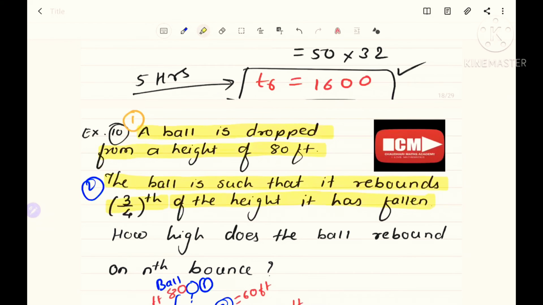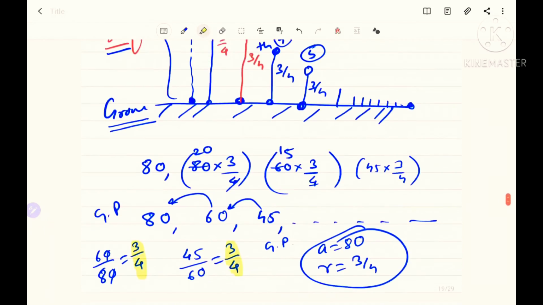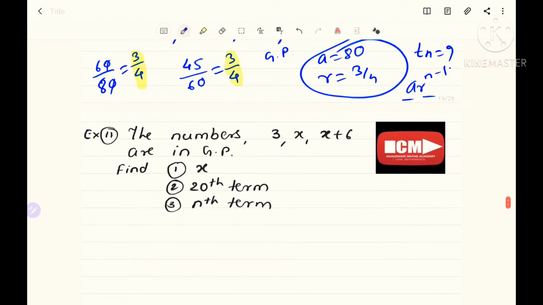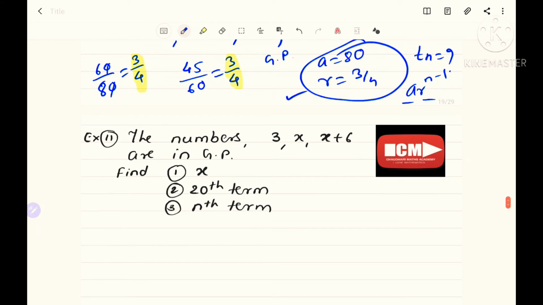how high the ball rebounds on the nth bounce. Means what you have to find out here in this problem is Tn for this geometric progression, which is very simple. Simply apply the formula a r raised to n minus 1, substitute r, you will get your final answer. I'm requesting every one of you, do your calculation and send me your final answer in the comment box.